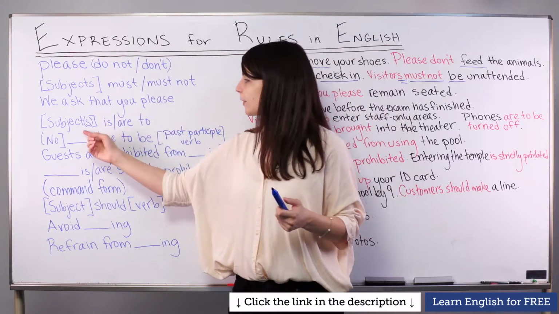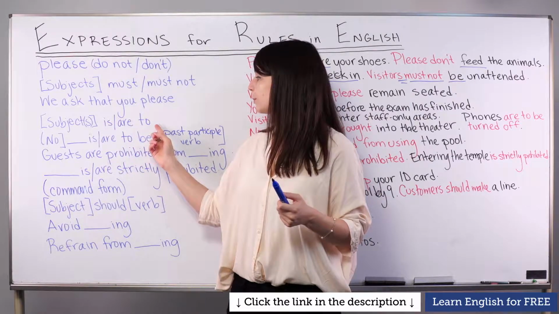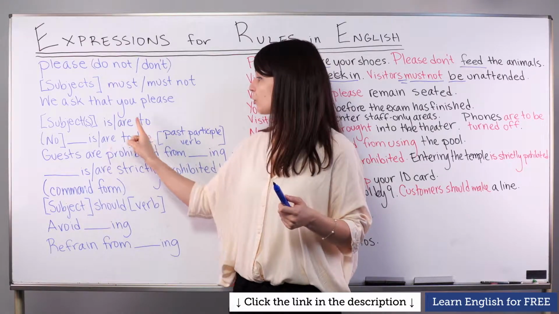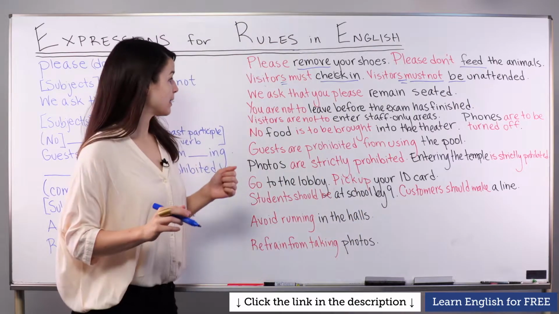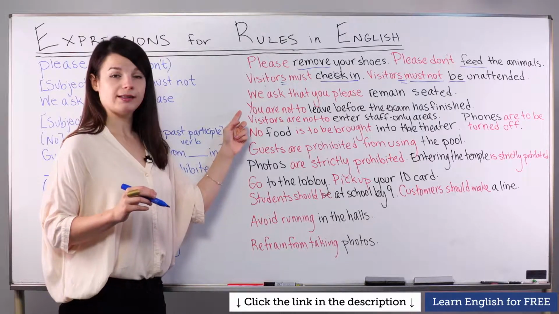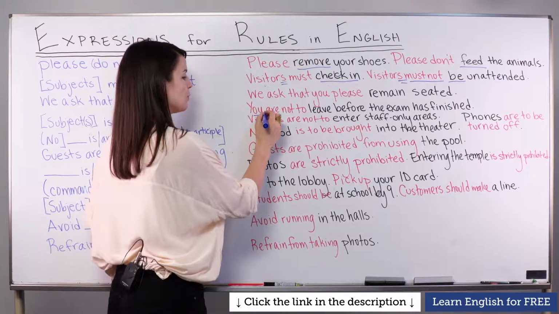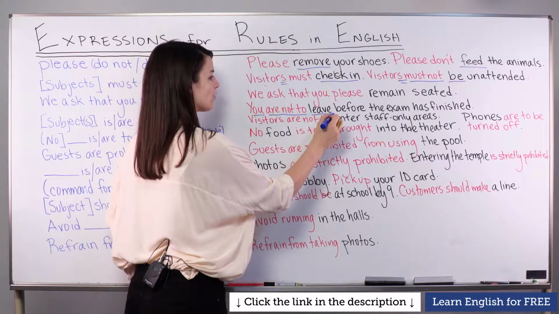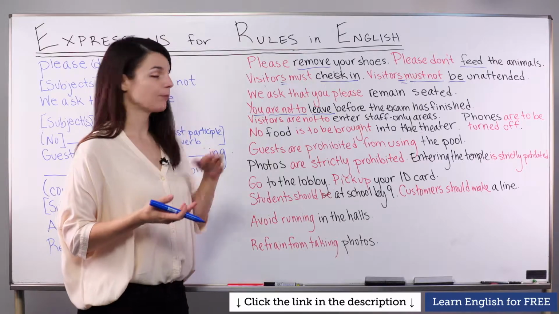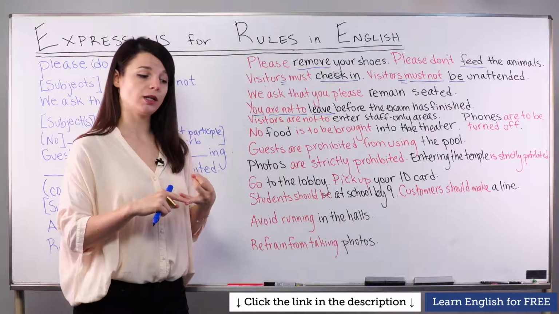The first one is this expression, subject or subjects, is or are to, plus a verb. So we use this in more formal situations, this is to or are to pattern. Let's take a look at some examples. First, you are not to leave before the exam has finished. You are not to leave. So here we see subject you. You are not to plus our verb, not to leave. So this means don't leave, or you must not leave. This is the feeling here. We use this perhaps in an examination, a test-taking situation, but it's quite formal.